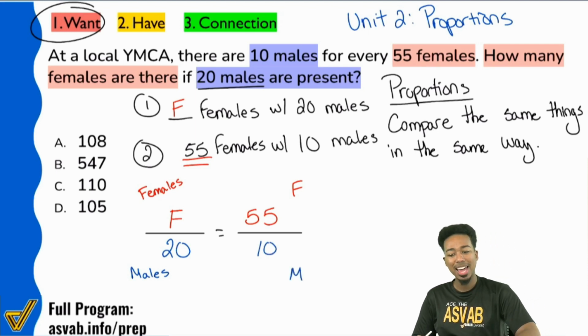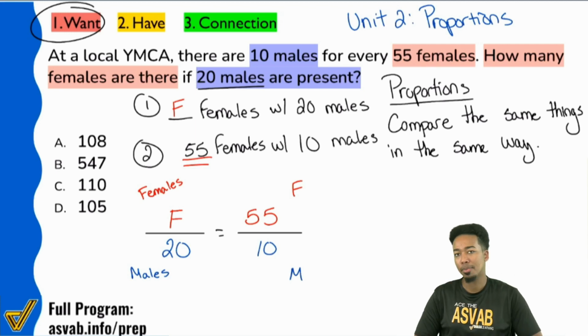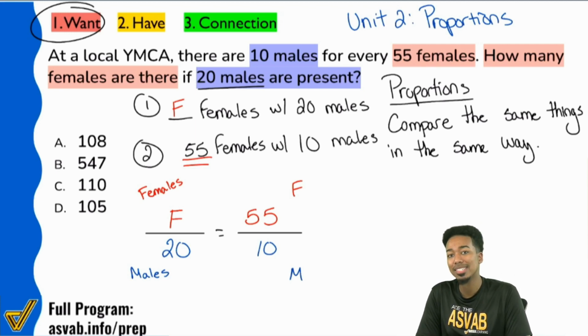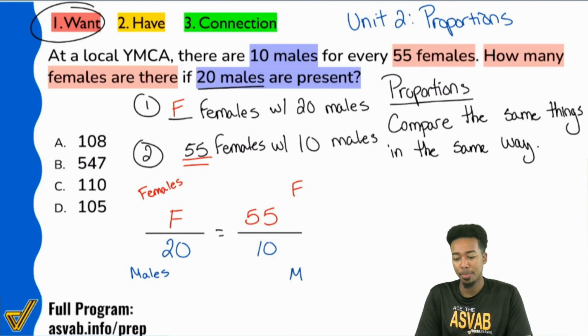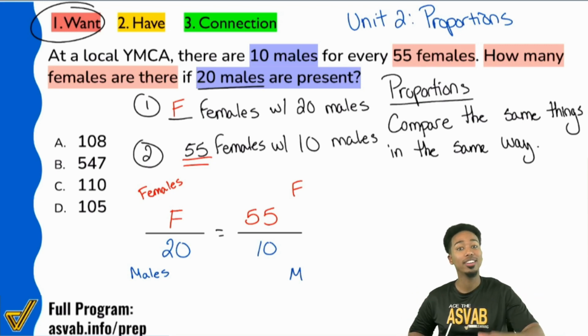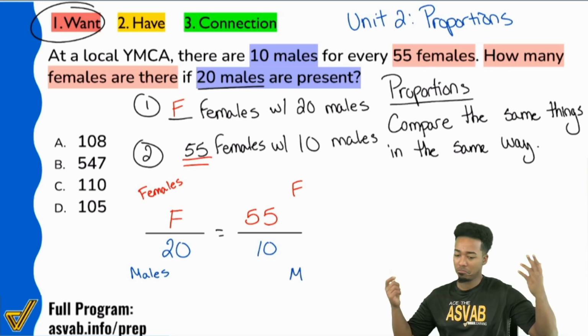Yes or no, everybody, does that make sense when it comes to the setup? Again, compare the same things in the same way. Great, sounds good. So up next, all we got to do is solve the proportion. Everyone, what's the classic way that you've learned how to solve proportions? What's that classic way? Exactly, Lewis. Cross multiply and then do what? Cross multiply and then divide. Let's go ahead and do it.